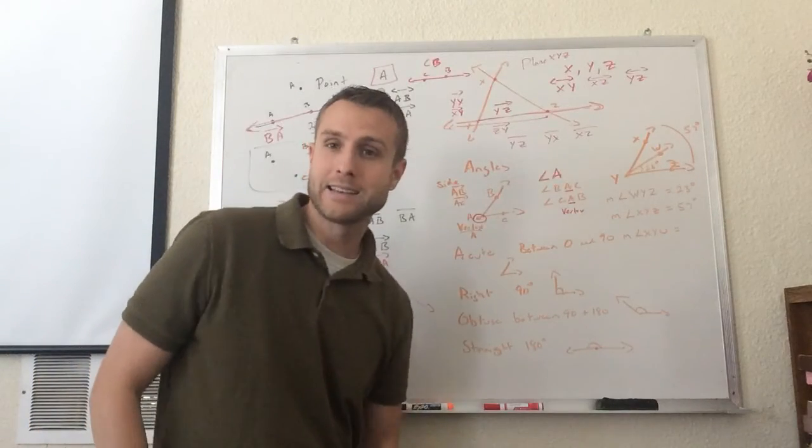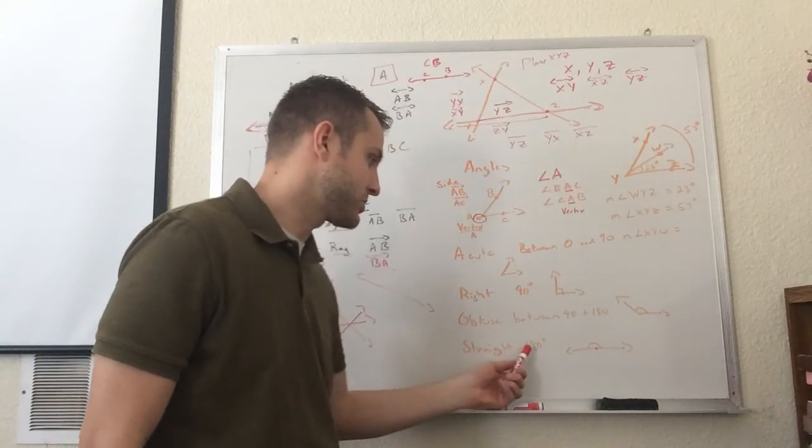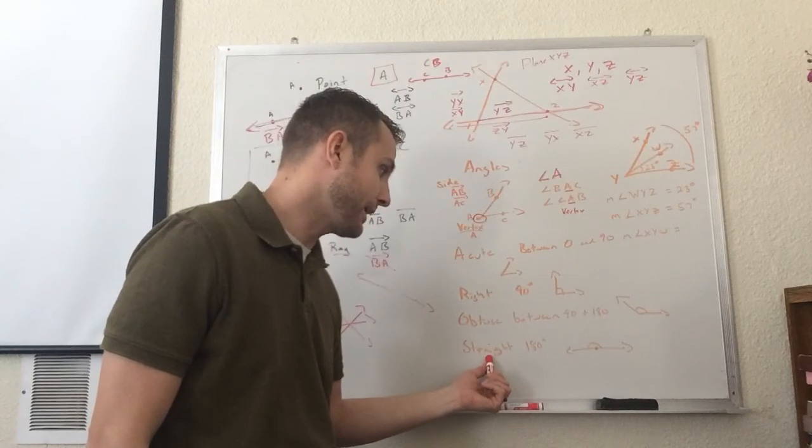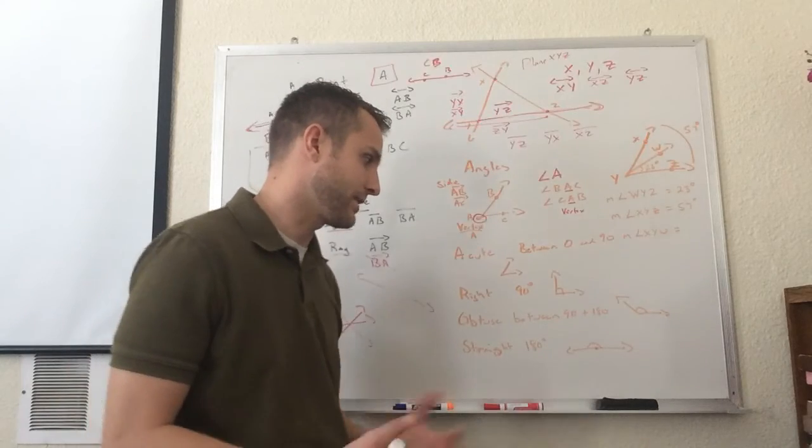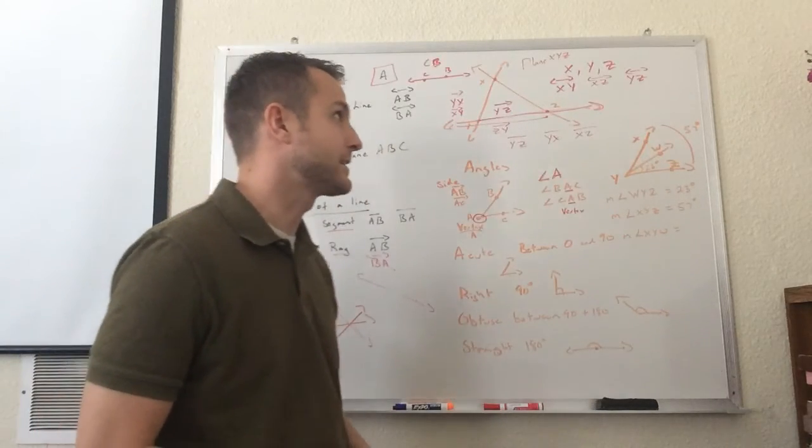Finally, a straight line is actually an angle, and we call that just a straight angle, and that's exactly 180 degrees. So 180 degrees is just a line, and we call that a straight angle.